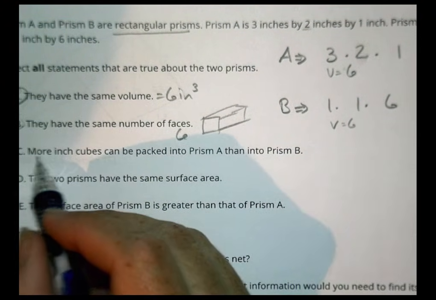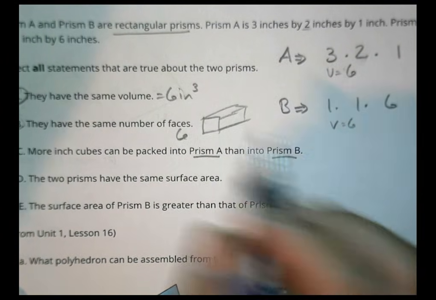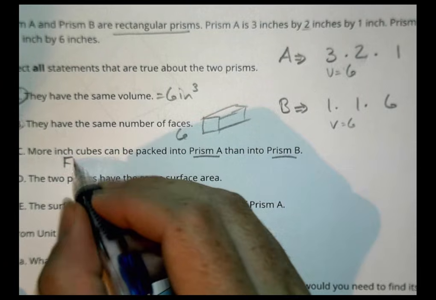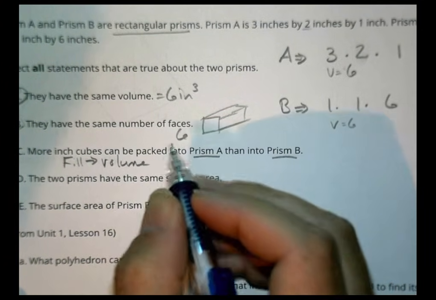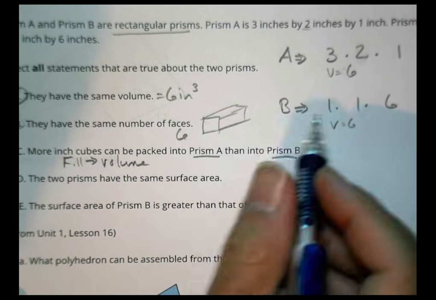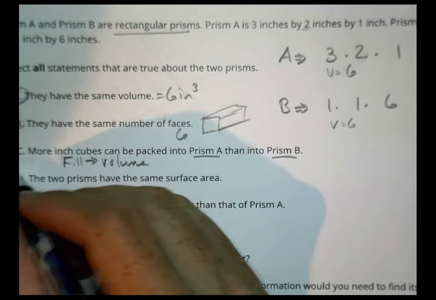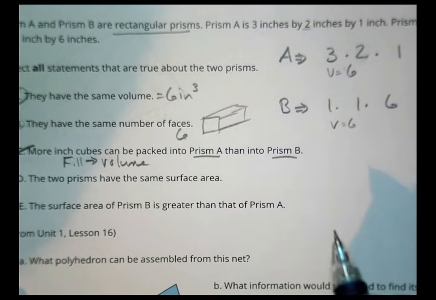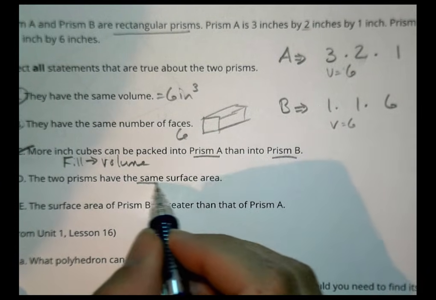C, more inch cubes can be packed into prism A than prism B. When we're talking about filling something, filling is dealing with the volume. So inch cubes in one box versus the other box are going to actually be the same. Why? Because the volumes are the same. So that's not true. The two prisms have the same surface area.